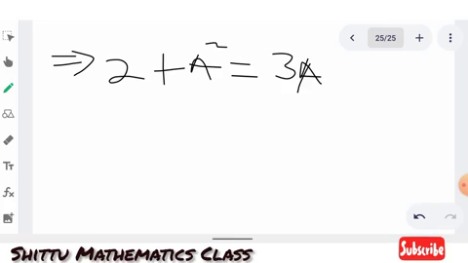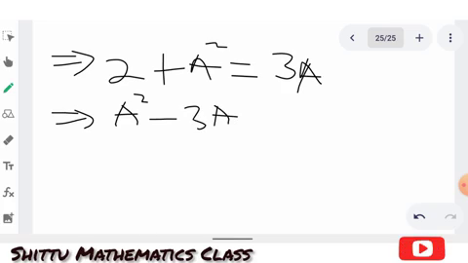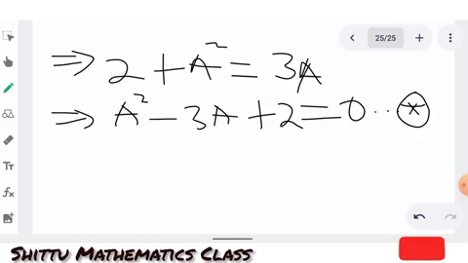Are you there? So the next thing we are going to do, we try to rewrite this as the general equation of a quadratic. We have a squared minus 3a, then plus 2 to be equals to 0. So now this is the equation in terms of a. So then we get to look for the value of a.